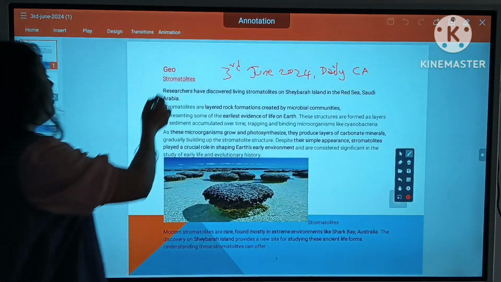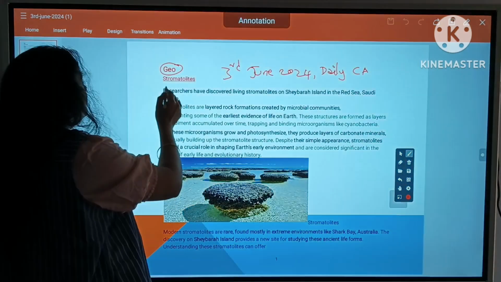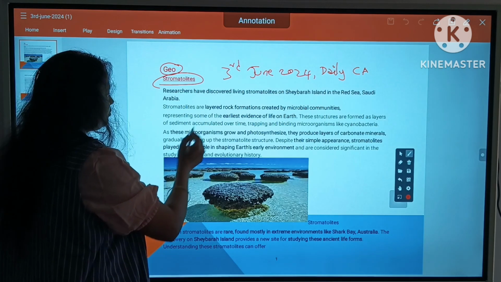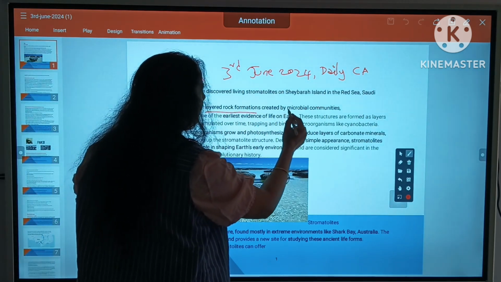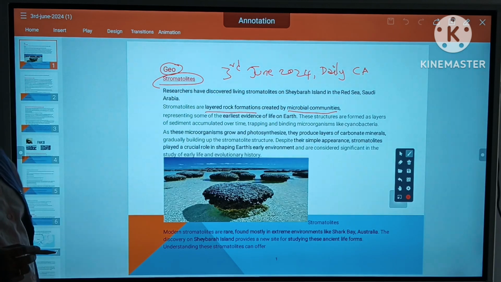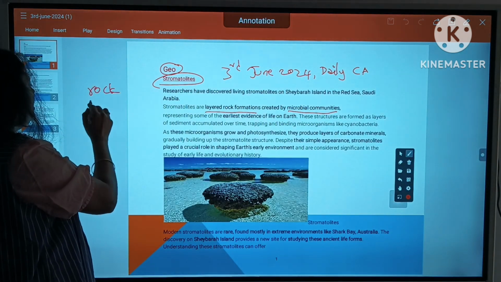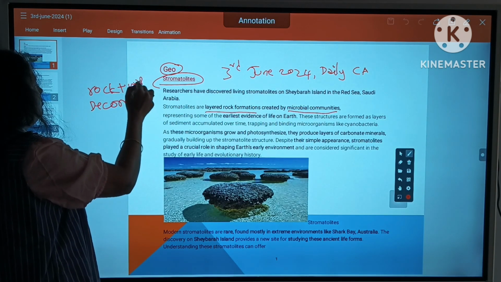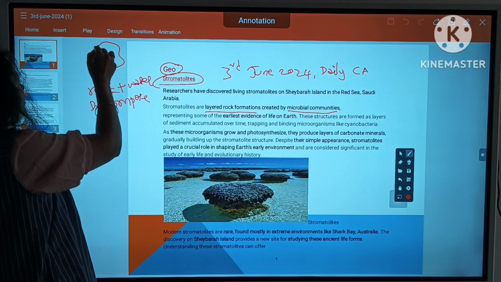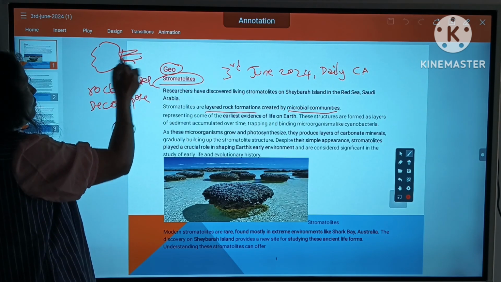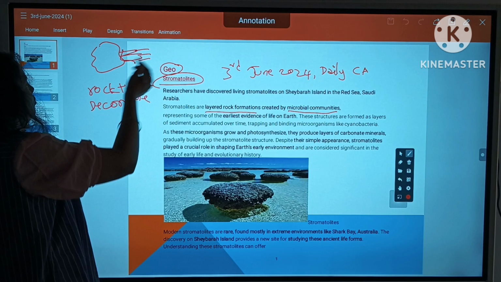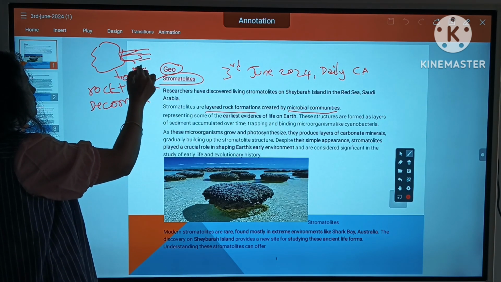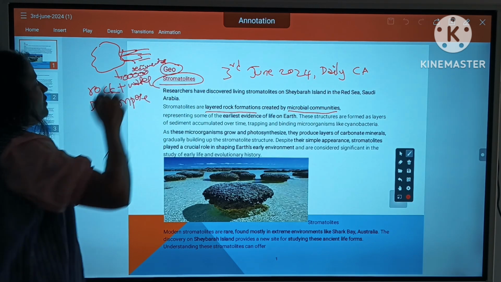Okay, the first topic is from geography. Stromatolites are layered rock formations created by microbial communities. You might have heard of a rock decomposing after contact with water. If a rock is subjected to water flow for many days, slowly it is formed into sediments. You might have heard of this in geography.